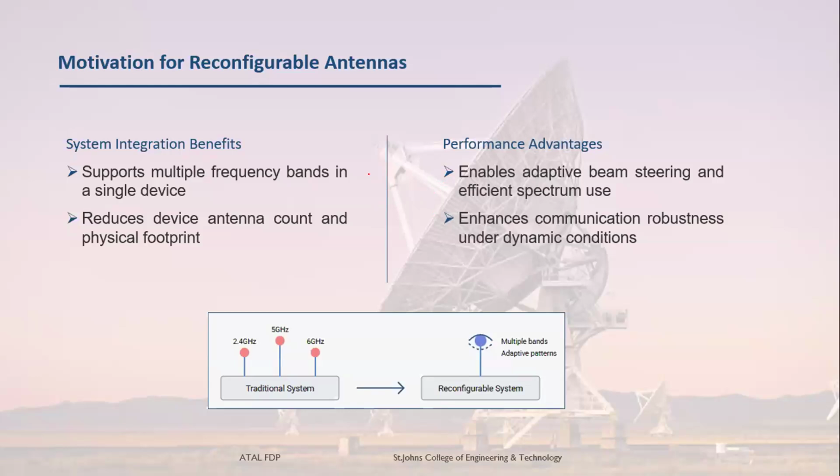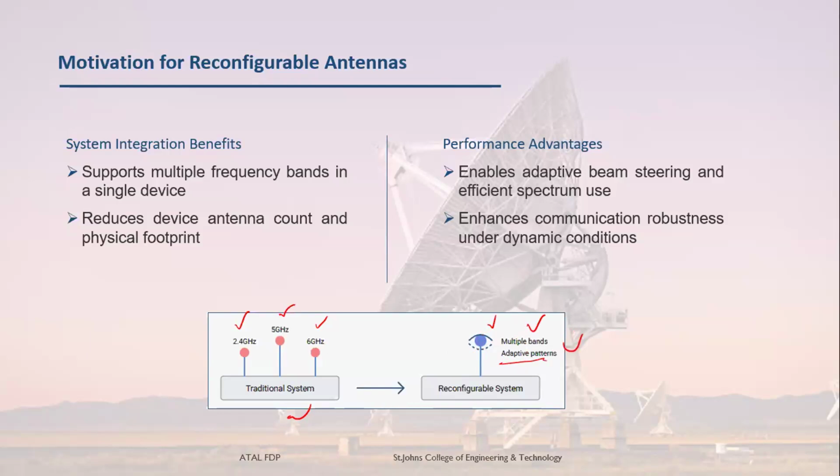Yes, what actually motivated us to go for reconfigurable antennas? Look at this multi-standard system. It is a traditional system. Assume that the system is operating at 2.4 gigahertz, 5 gigahertz and 6 gigahertz. If I don't use the concept of reconfigurability, I should use 3 different antennas. If I use a reconfigurable system, it is the same antenna, only one antenna that can operate at multiple bands and give different patterns.